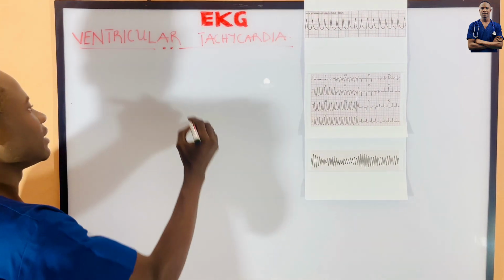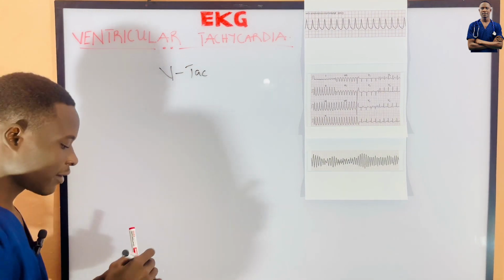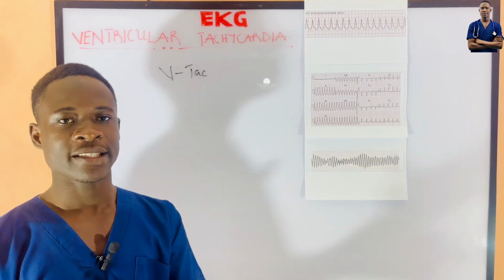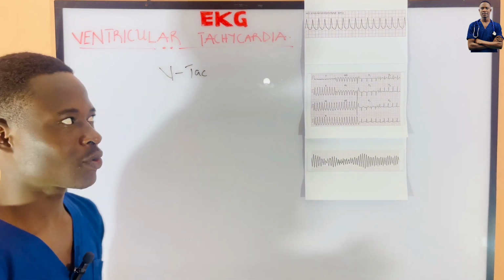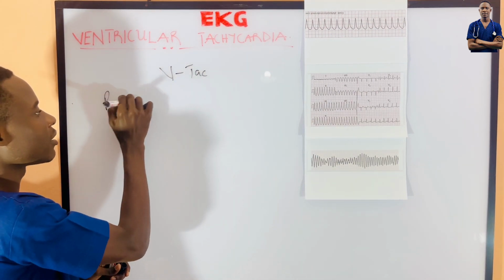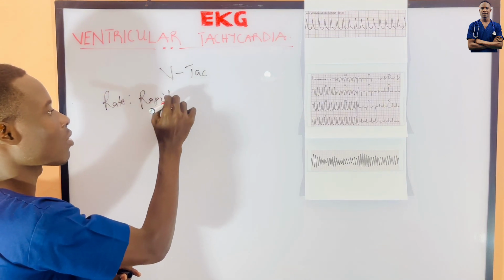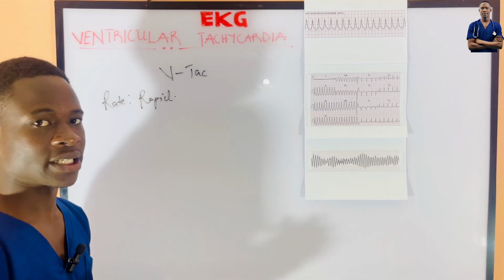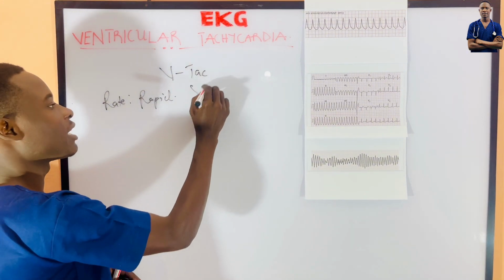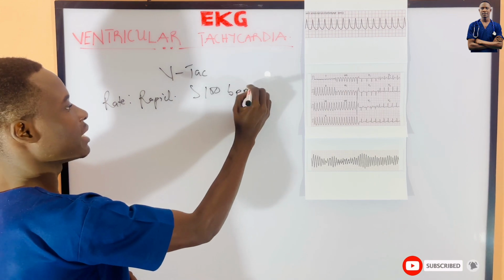When we talk of VTAC, ventricular tachycardia, the first thing that you must also know is what? For tachycardia, that means the rate of the heart must be rapid. You have a rapid heart rate. Do you understand? Rapid heart rate, which is more than 100 beats per minute.